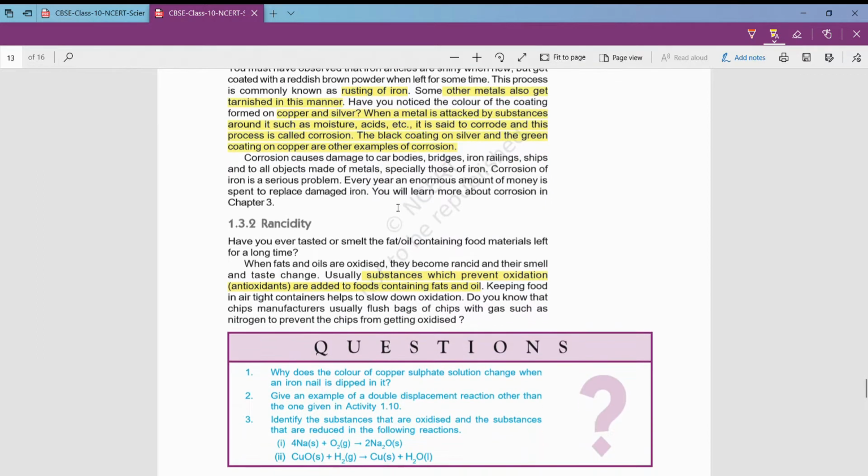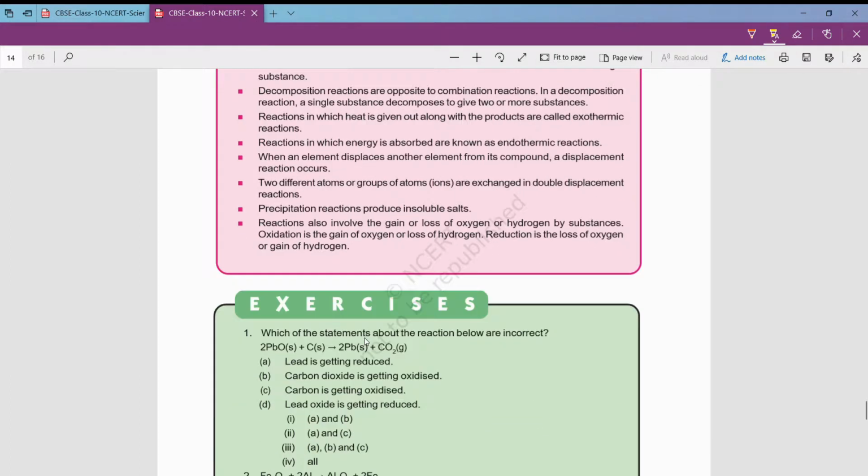Coming to rancidity. Rancidity is nothing but the process in which food items, mainly fat or oil or butter kind of food materials, spoil when they react with atmospheric oxygen. This we can sense by change of color in the food materials and also by smell. This happens because of oxidation. This is the reason why they add antioxidants, which prevent the oxidation process. They add these antioxidants to food materials to prevent this oxidation so that food does not spoil for a longer duration. With this, we have completed chapter 1.